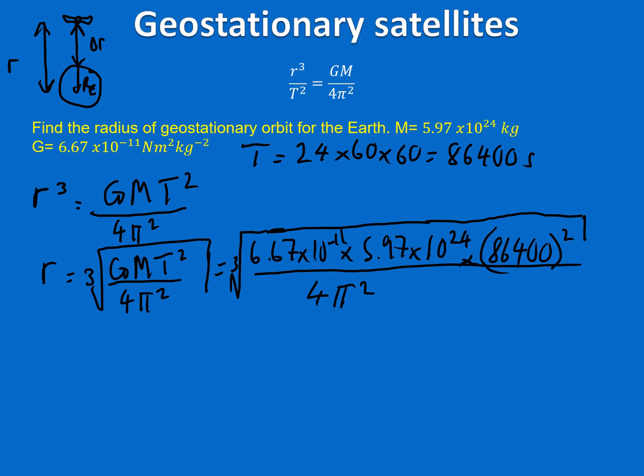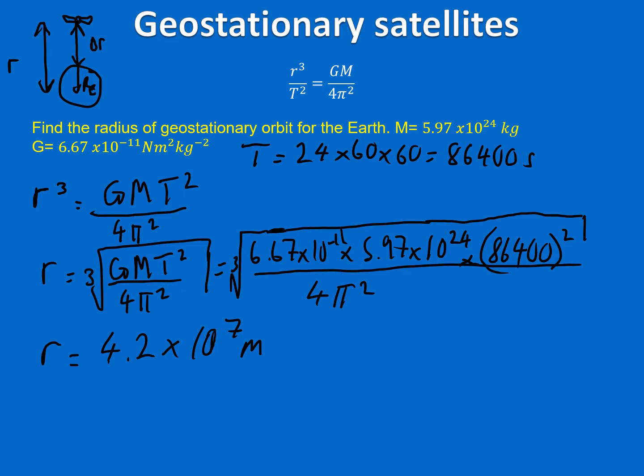So, put that into your calculator. Remember to cube root the value, because it's r cubed and we need to do the cube root. Cube root the value, you'll get an answer of 4.2 times 10 to the 7 meters. So that is the radius of the orbit. So the total distance, the total separation between the center of the Earth and the center of the object. In this case, it would be the satellite.